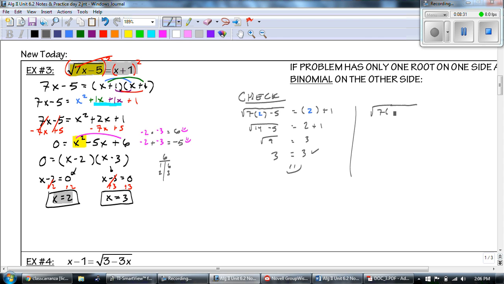So we have the square root of 7 times 3 minus 5, and does that equal 3 plus 1? Okay, so we're plugging in 3 to both sides. 7 times 3 is 21. And sorry, 21 minus 5 is 16. And then the square root of 16 is 4. On the right side, we just have 3 plus 1, and 3 plus 1 is 4.